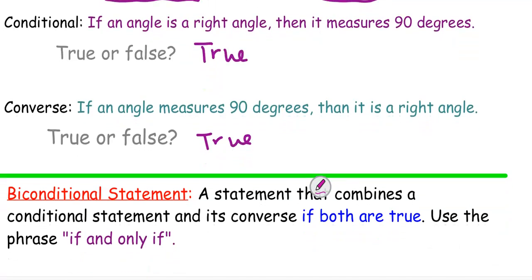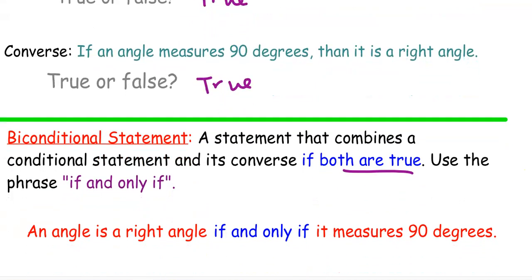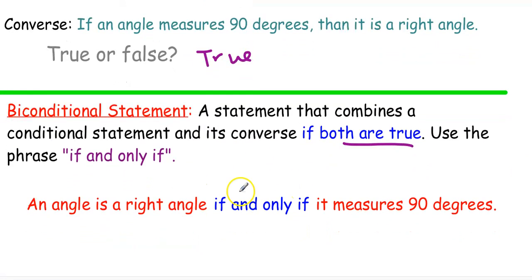So that is why we're allowed to write the biconditional, if the conditional and the converse are both true. What that means to me is we should be able to read it both ways when we see if and only if. An angle is a right angle if and only if it measures 90 degrees, or an angle that measures 90 degrees is a right angle. It means you should be able to read it both ways and the statement still be true. So make sure we have page 3 totally complete.